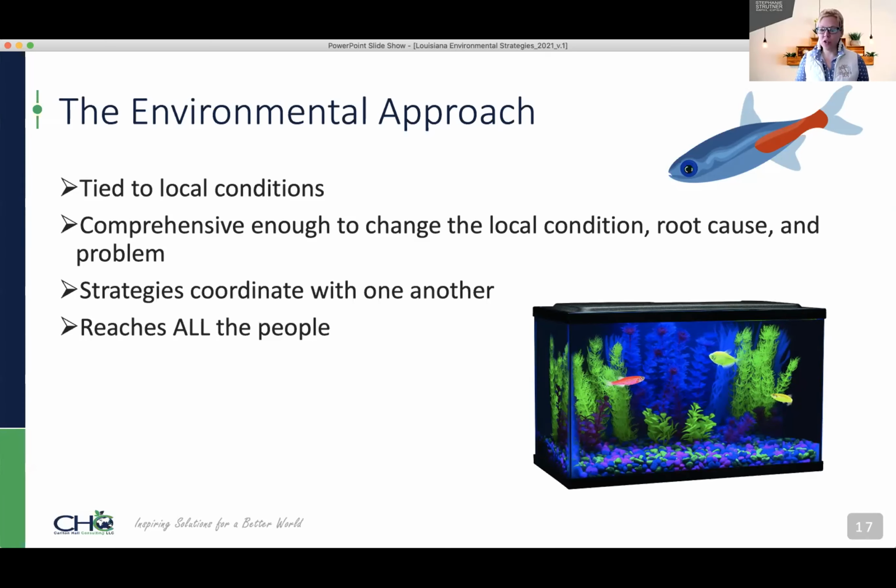So if those fish are swimming around in contaminated water, they're all going to continue to get sick. But if we clean up the water, we don't have to expend our resources on treating all of those individual fish. We treat the water, we treat all the fish. So that's what we want to do. We want to treat our communities so we treat all the people in the community at the same time.